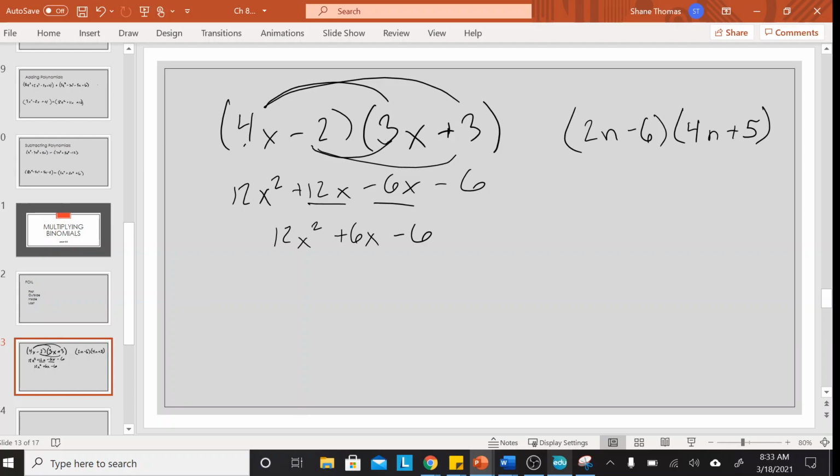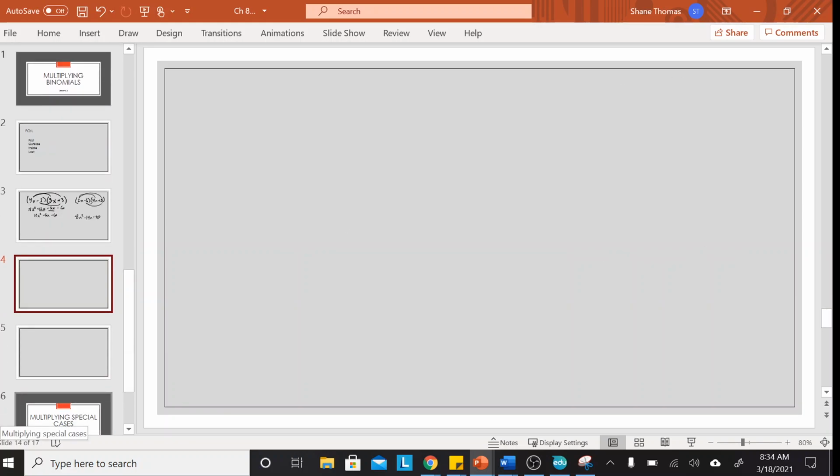Okay. So we multiply the outsides. Multiply 2n and 4n, you get 8n squared. Multiply 2n and 5, you get 10n. Inside, negative 6 and 4n is going to be negative 24n. Negative 6 and 5 is going to be negative 30. All right, then you combine your like terms, you get 8n squared minus 14n minus 30. How many people got that? All right, good deal. I'm going to write up 4 of them now. Give you guys a few minutes to try them.